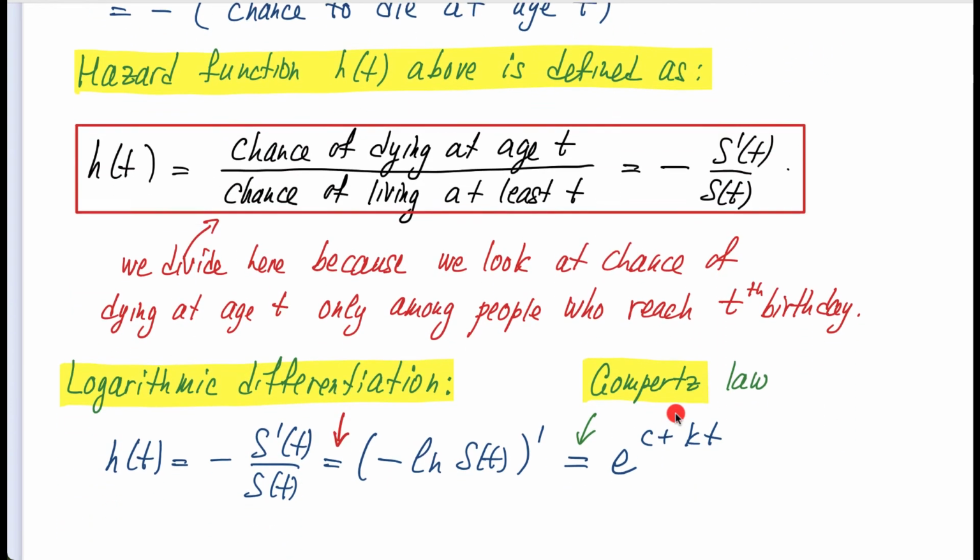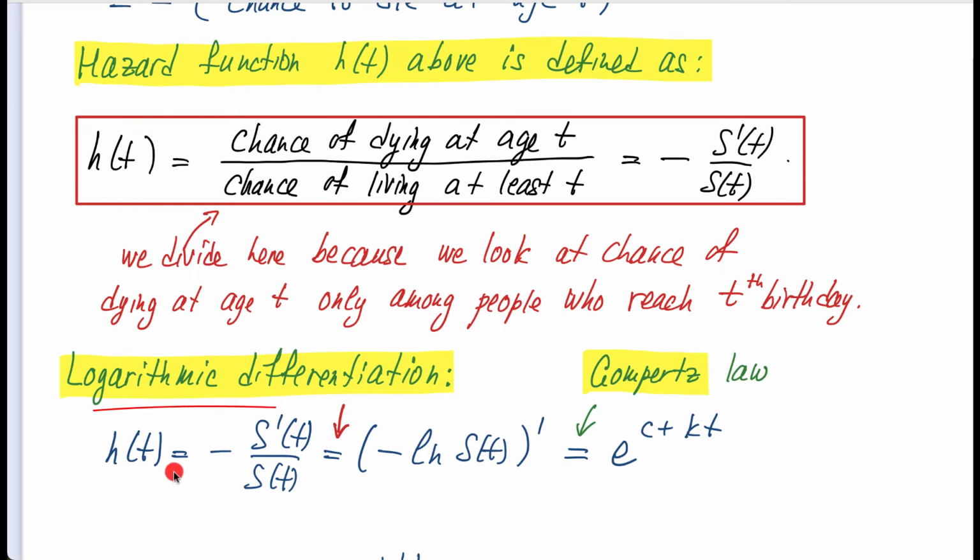And so now if we start with this formula, first thing we can notice is that this ratio s prime divided by s can be written using the so-called logarithmic differentiation formula. It can be written simply as the derivative of the natural logarithm of this survival function s. Of course, you can check this just by using the chain rule. The derivative of the log will give you 1 over s, and the chain rule will give you the derivative of s.